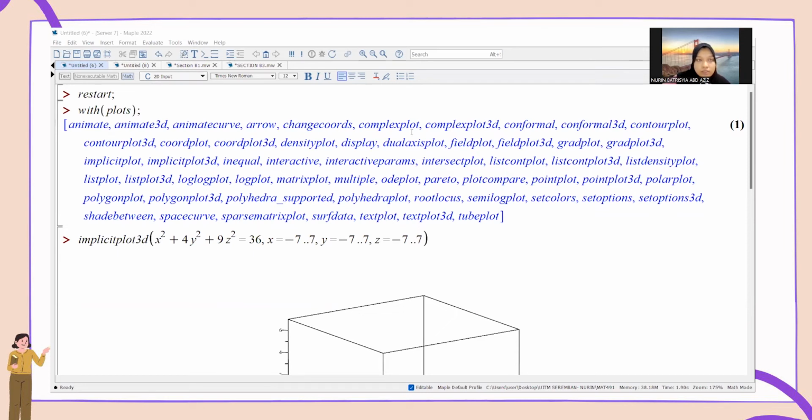So I'm going to present my lab assignment using Maple. For section A, I choose question D. The first thing that we need to do is restart, and then with open bracket plots, close bracket and semicolon.